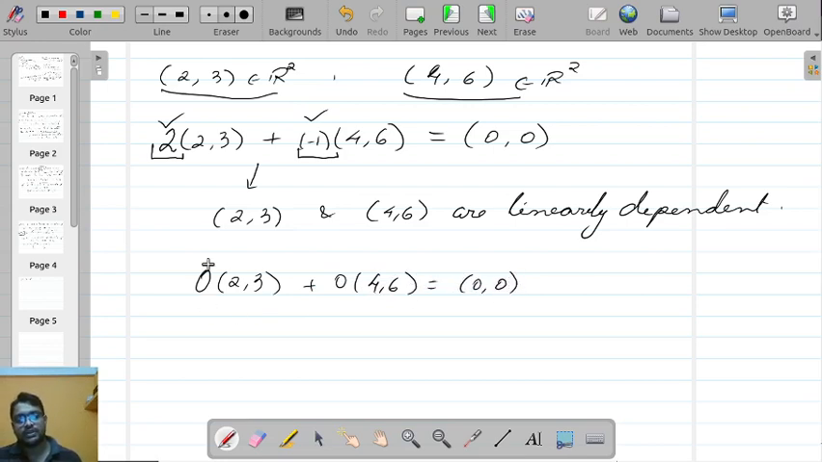If I just take all the scalars to be 0, then the linear combination is always going to be 0. But what is special is: can there exist scalars such that at least one of them is non-zero, but the linear combination comes out to be (0, 0)? If that happens, then these two vectors are said to be linearly dependent, dependent on one another, right?